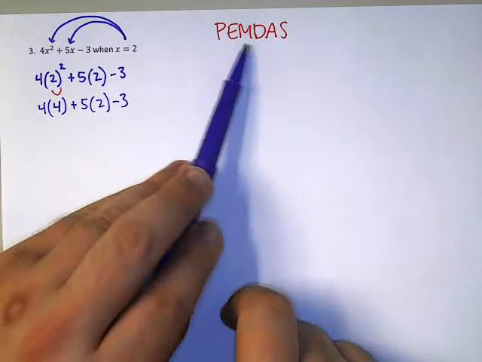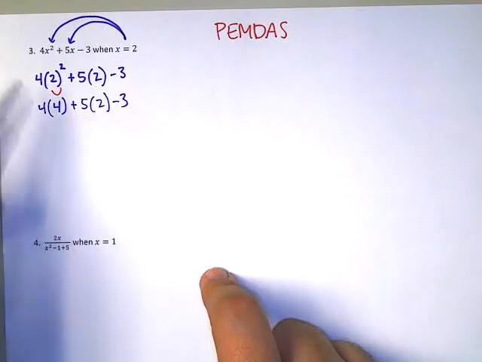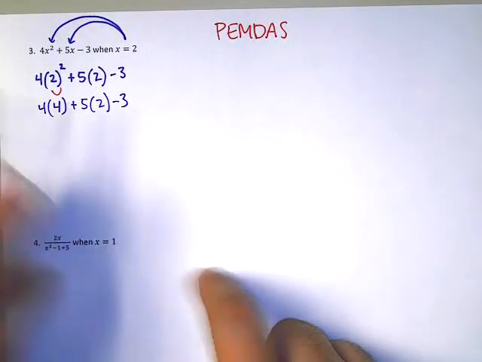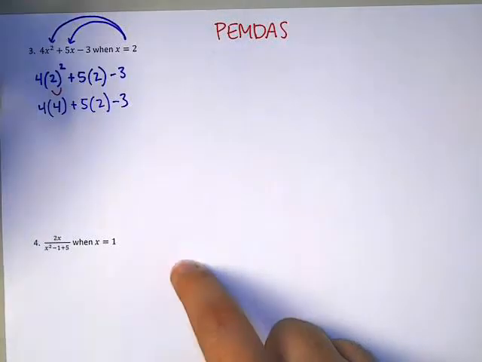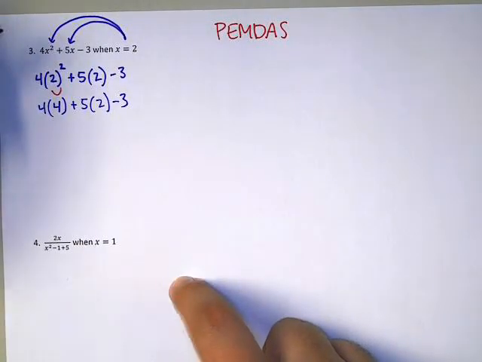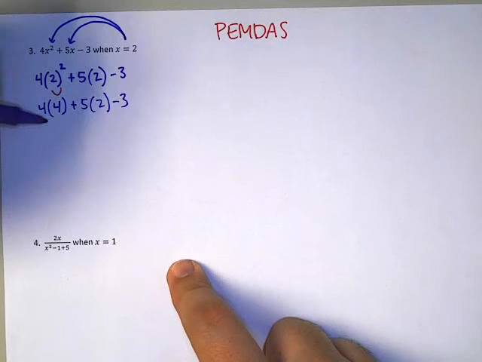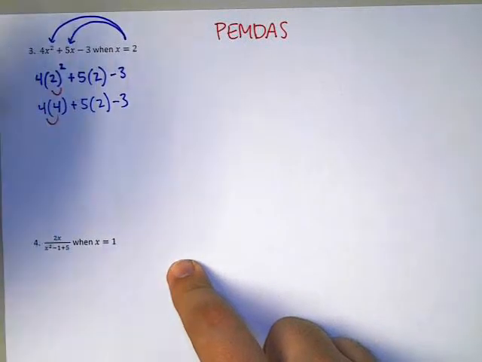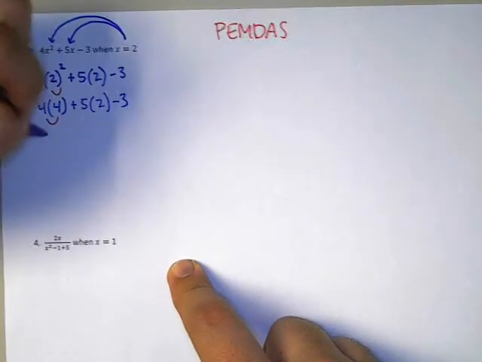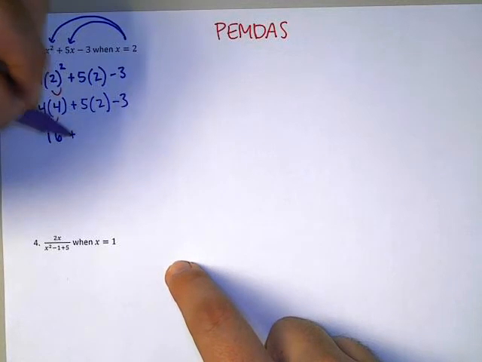Ooh, multiplication, division comes before addition, subtraction, so I'm definitely looking here. And hopefully you guys remember, when we have multiple multiplications, we go left to right. So I'm going to go ahead and do this piece first. 4 times 4 is 16, and then once again I bring everything down.